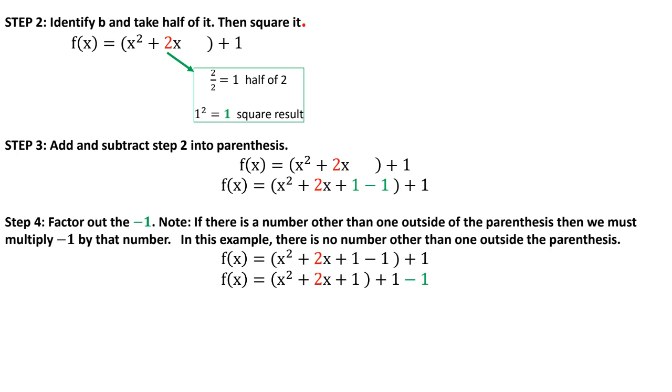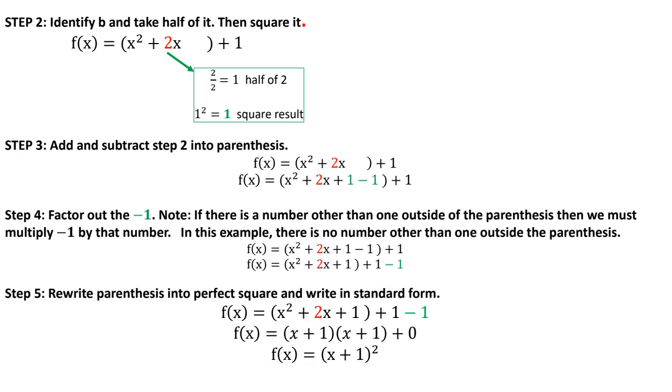But outside, I'm going to go ahead and combine my like terms. A positive 1 with a minus 1, that's 0. So that just leaves me with this x squared plus 2x plus 1. But again, I know that's a perfect square. It's x plus 1 times x plus 1. I can rewrite it as x plus 1 squared. So now I have converted it from general to standard.